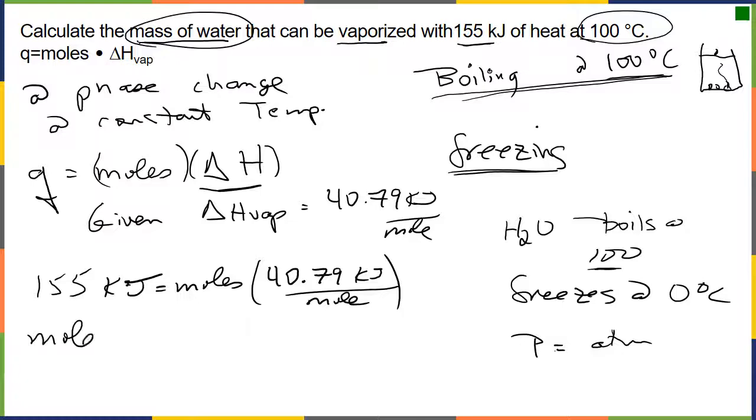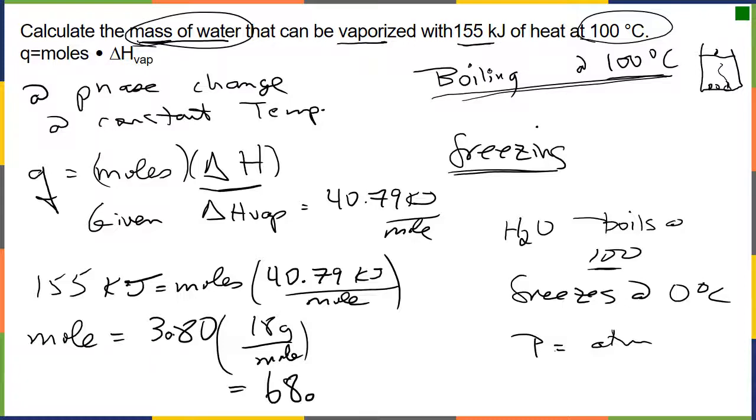When we solve for moles here, we're going to discover that moles is equal to 155 divided by 40.7, and when we divide 155 by 40.7, we're going to get that our moles are equal to 3.80. And if we want grams from that, because we're asked for our mass, we're going to multiply that by 18 grams per mole. We're going to realize that we can vaporize 68.4 grams of water using 155 kilojoules of heat at this temperature. So this will be our mass.